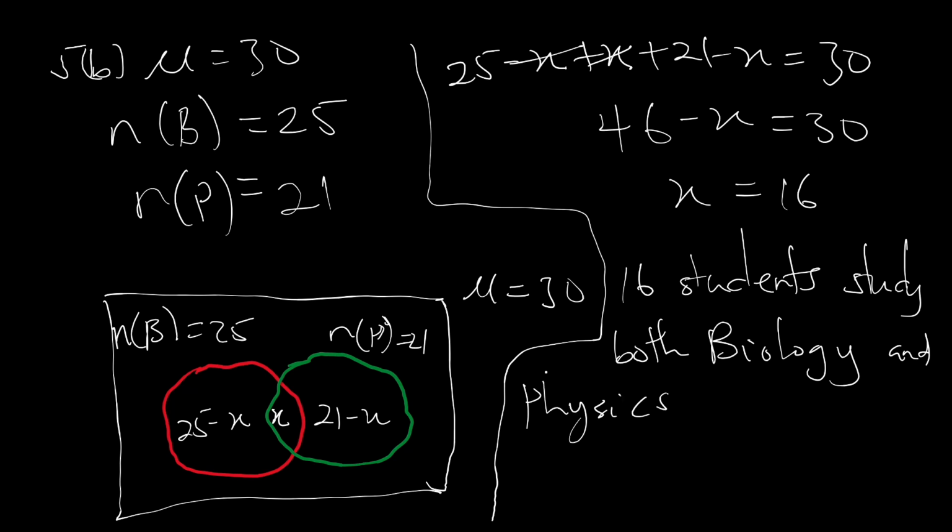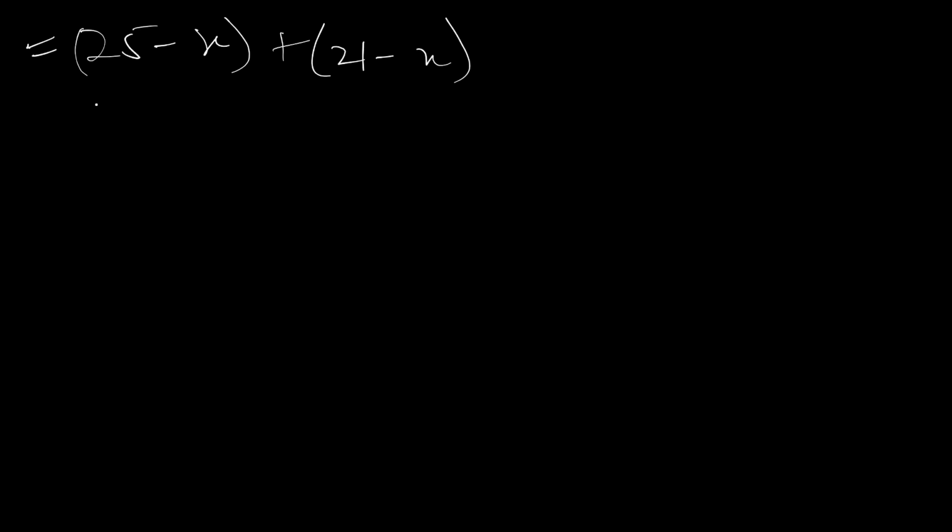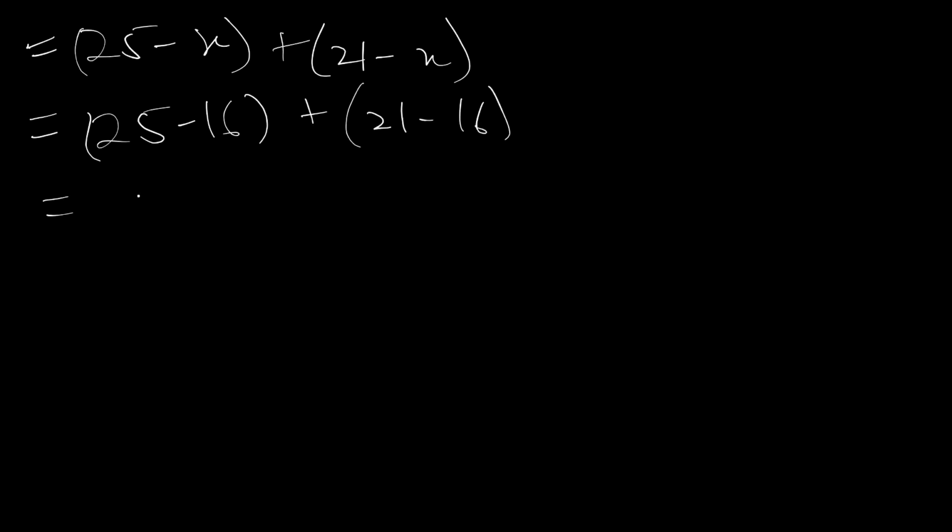So to find the number of students who study only biology and only physics, we would have 25 minus X plus 21 minus X. And we know our X is 16. So we have 25 minus 16 plus 21 minus 16. So 25 minus 16, we have 9, plus 21 minus 16, we have 5. So our total number of students who study only physics and only biology would be 9 plus 5, which is 14.